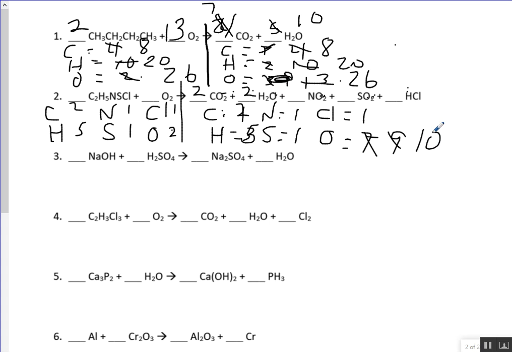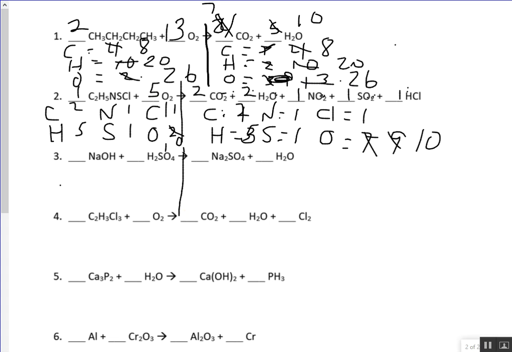S's look good. Now it's just the O's. I got 10 O's over here on the right, but I've only got 2 on the left, so in order to change the number of O's, this one's simple. I'll just put a 5 in front of the O2, and that's 10. And I'm done. So it looked a little daunting, but it really wasn't that bad. I'm just going to put 1s here to placehold all this other stuff.